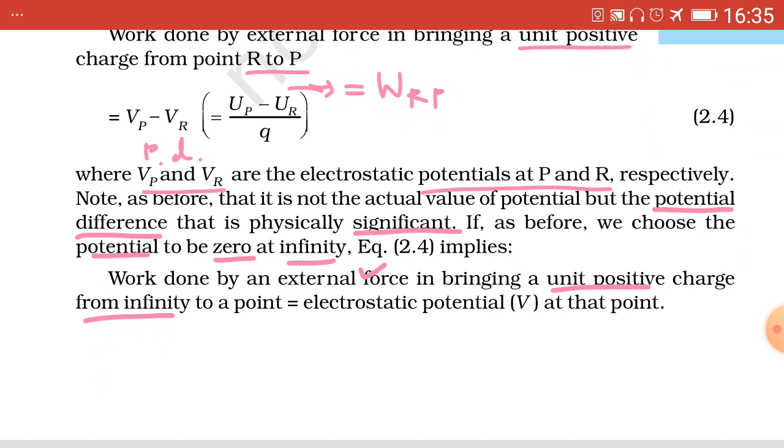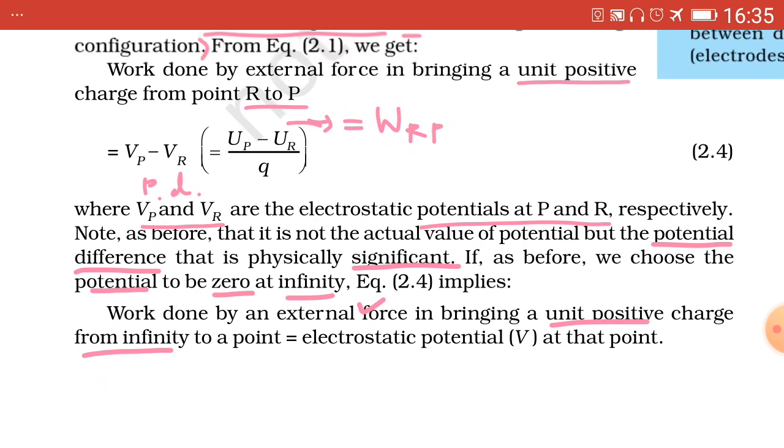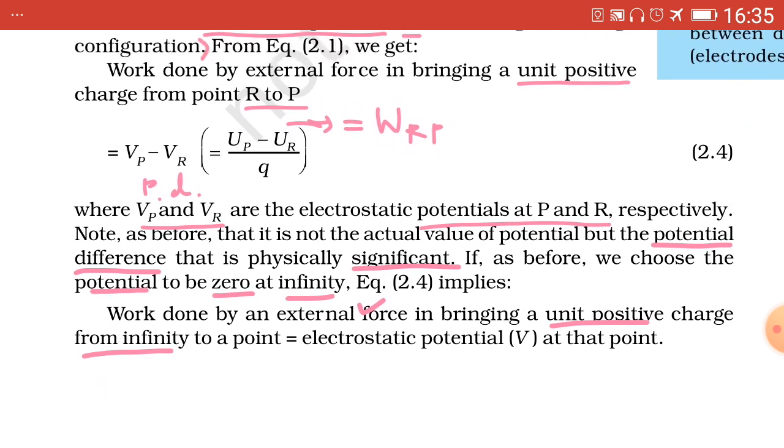In this equation 2.4, Vp and Vr are the electrostatic potentials at point P and R respectively. The potential difference is physically significant. In the previous topic also we have seen that potential energy difference is significant.